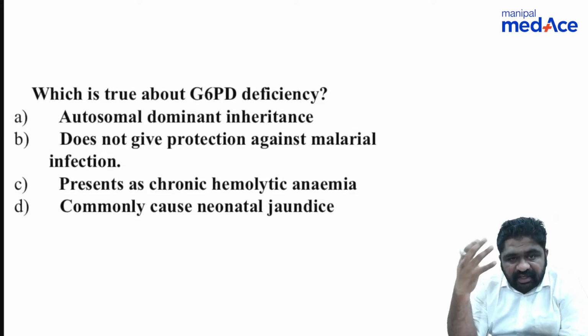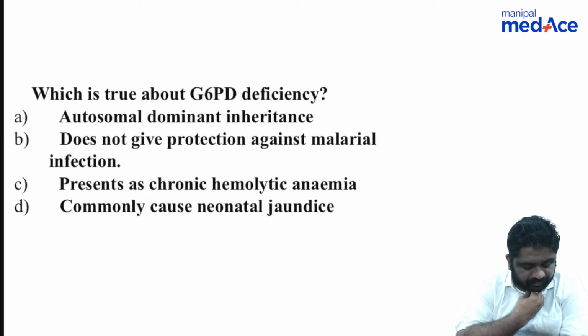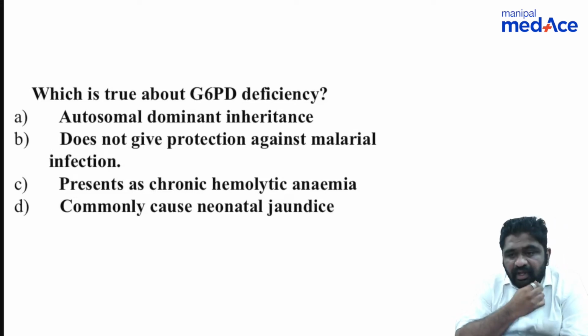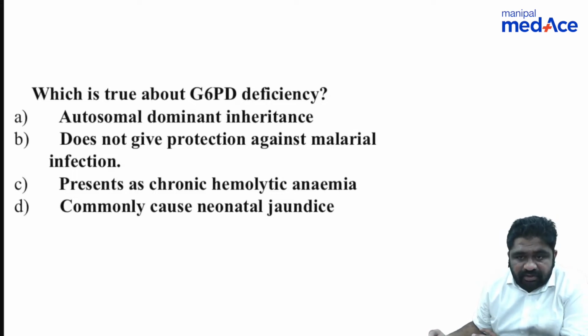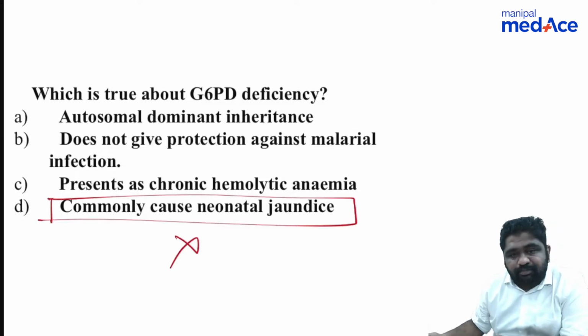Autosomal dominant inheritance, does not give protection against malarial infection, presents as chronic hemolytic anemia, commonly causes neonatal jaundice. Which one is true? Okay, googly question. It does not cause neonatal jaundice. Point number 1, it does not cause neonatal jaundice.